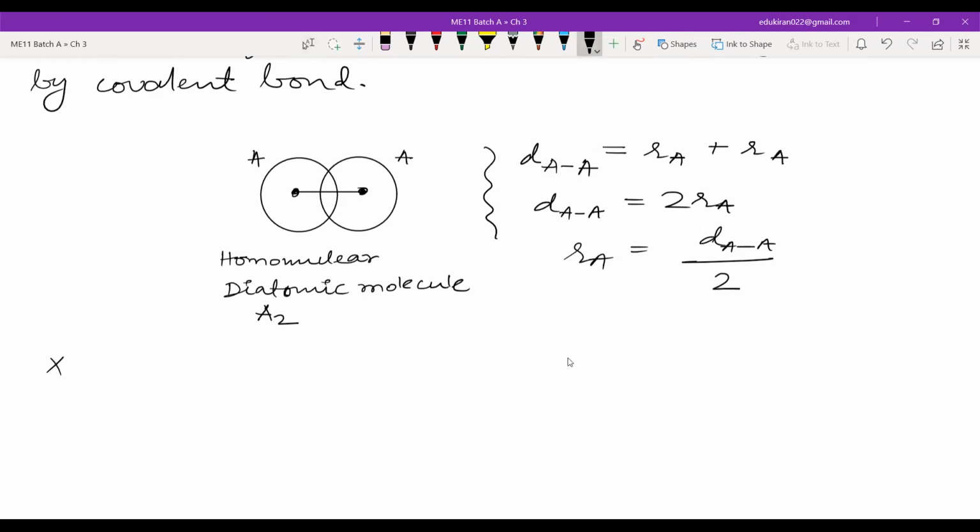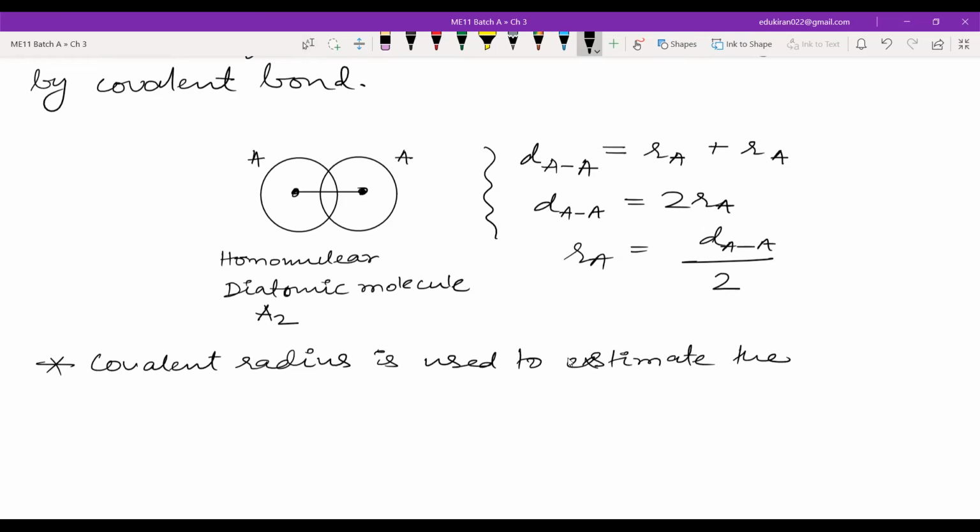One more point: covalent radius is used to estimate the atomic radius of nonmetals. Okay, please write this. Please let me know fast if you are done. Then we will move to metallic radius.